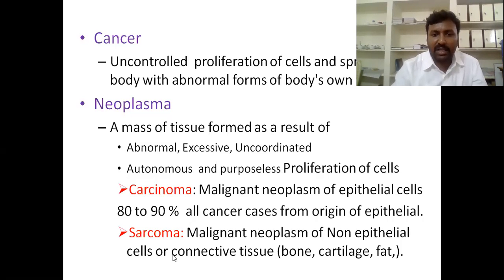Sarcoma is a malignant neoplasm from non-epithelial cells or connective tissue. Suppose in bone or cartilage or fat, cancer develops there, with uncontrolled proliferation of cells. We call it sarcoma. That is the difference between carcinoma and sarcoma.